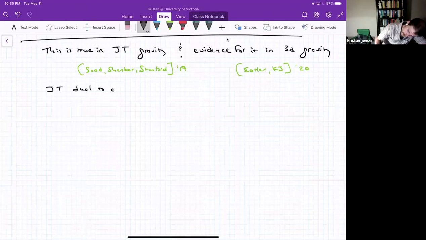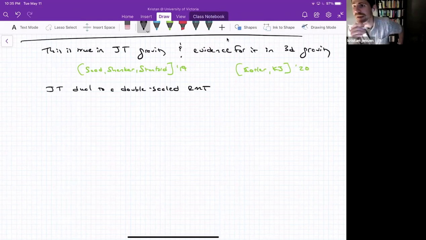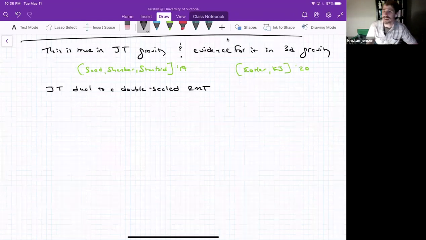A so-called double-scaled random matrix theory. And this is in the same vein as the old 2D gravity story from the 90s. And well, from the 80s, I guess. And well, how does it work? Well, JT is a theory of 2-dimensional dilaton gravity.